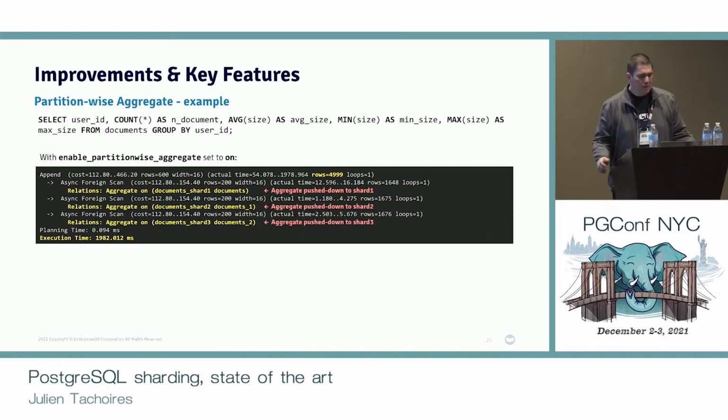Now, let's execute the same query, but this time with enable partition-wise aggregate set to on. So this time we can see that the aggregate operations are pushed down to the shard nodes, and only 5,000 rows are transiting between the shard nodes and the coordinator node. So once again, the execution time improvement is huge. It falls from 49 seconds to almost 2 seconds.